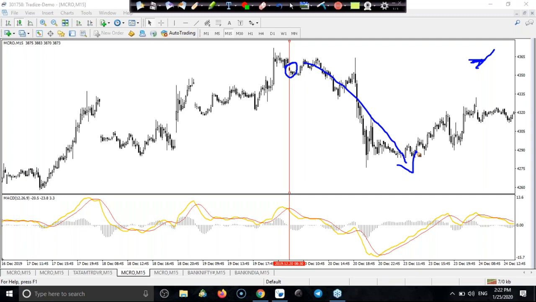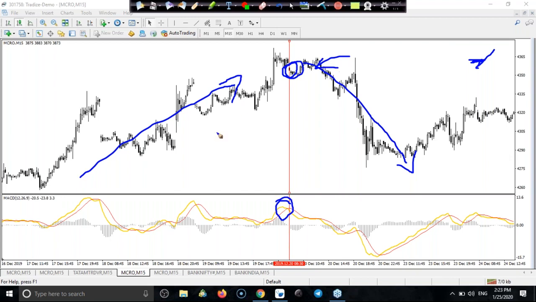Divergence or counter trade strategy, counter trend trading strategy. That means you are going against the trend. All right. That was the uptrend, price was running in an uptrend, and in this area, using this divergence sell order, we are trading against the trend. Trend was uptrend, but we are looking for sell.